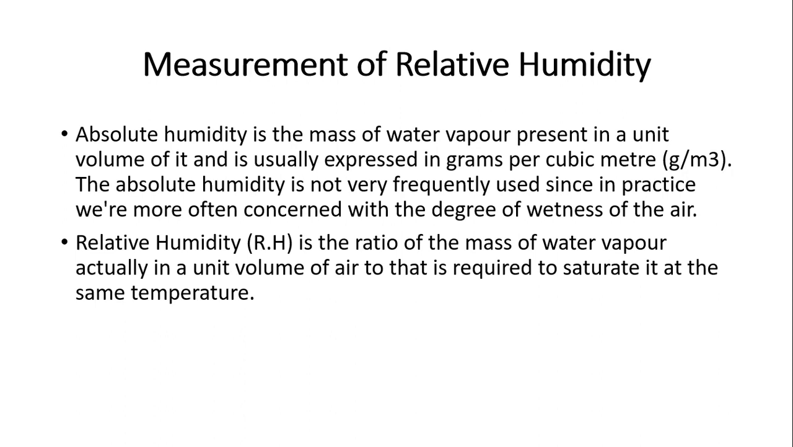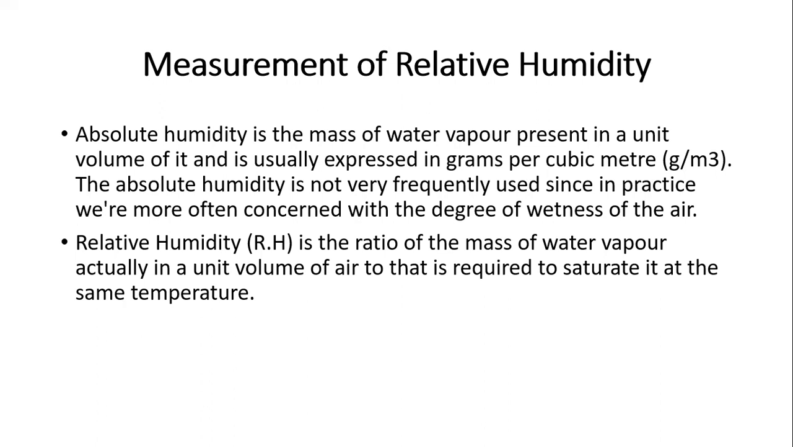Now let's see the concept of absolute humidity and relative humidity. Absolute humidity is the mass of water vapor present in a unit volume of air, and it is usually expressed in grams per cubic meter. Absolute humidity is not very frequently used since in practice we are more often concerned with the degree of wetness of the air.